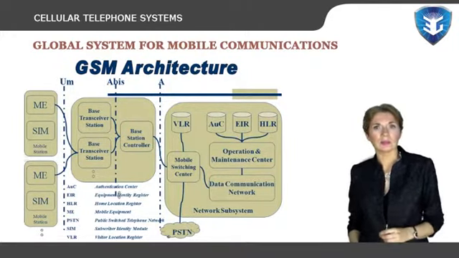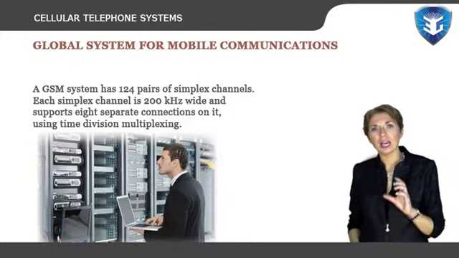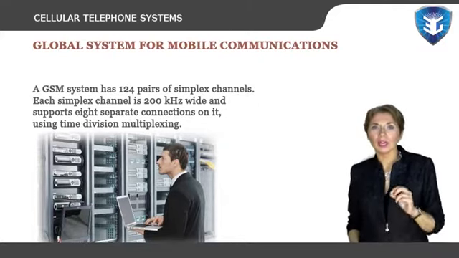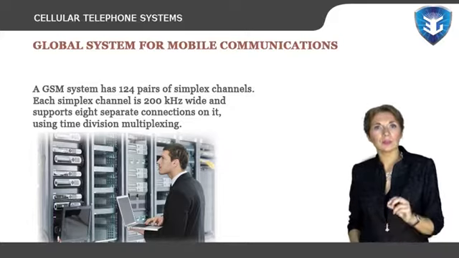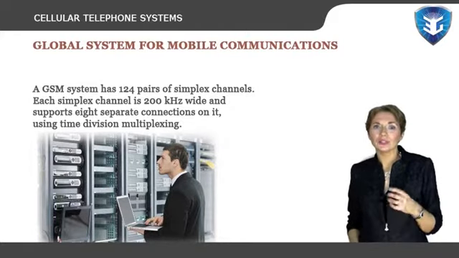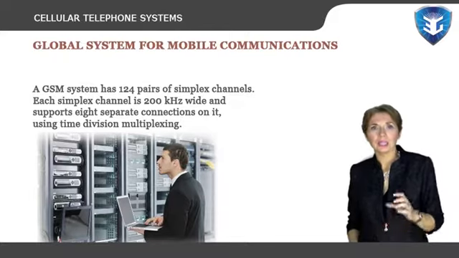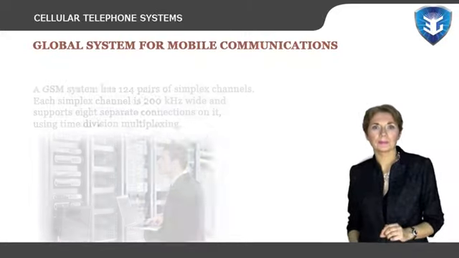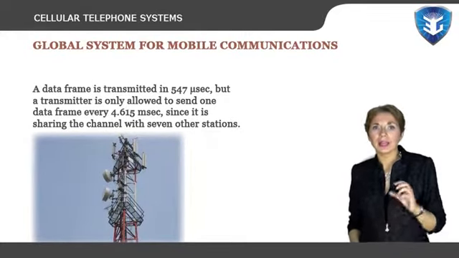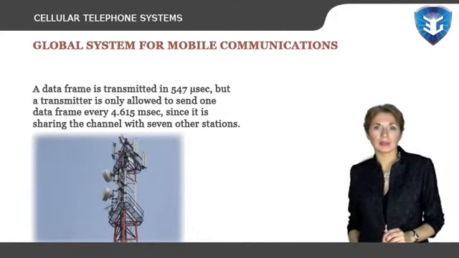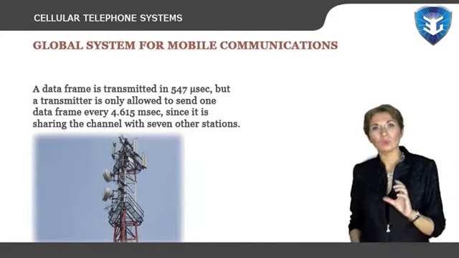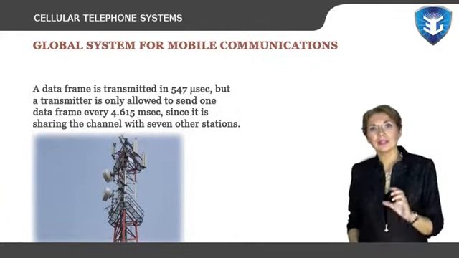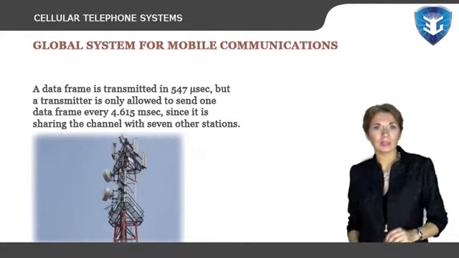Both are cellular systems. A GSM system has 124 pairs of simplex channels. Each simplex channel is 200 kHz wide and supports 8 separate connections on it, using time division multiplexing. Each currently active station is assigned one time slot on one channel pair. A data frame is transmitted in 547 microseconds, but a transmitter is only allowed to send one data frame every 4.615 milliseconds, since it is sharing the channel with 7 other stations.